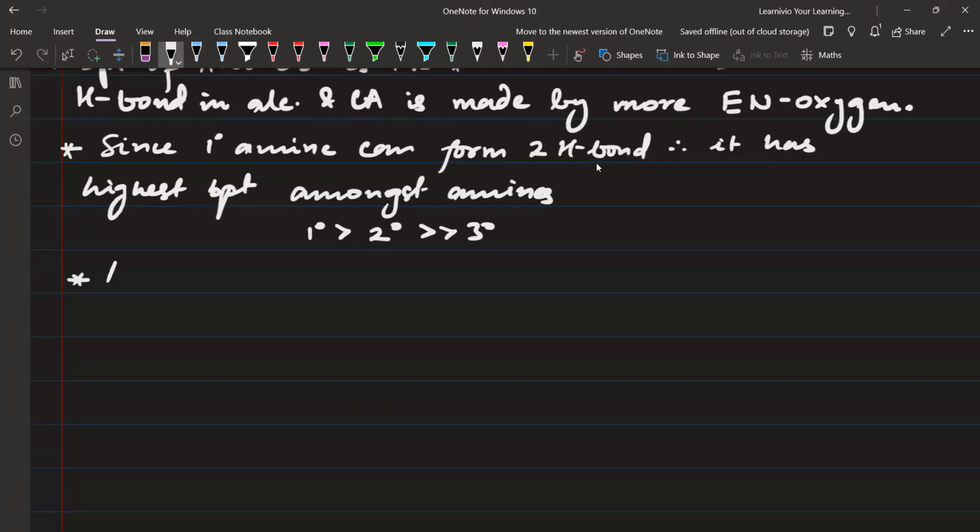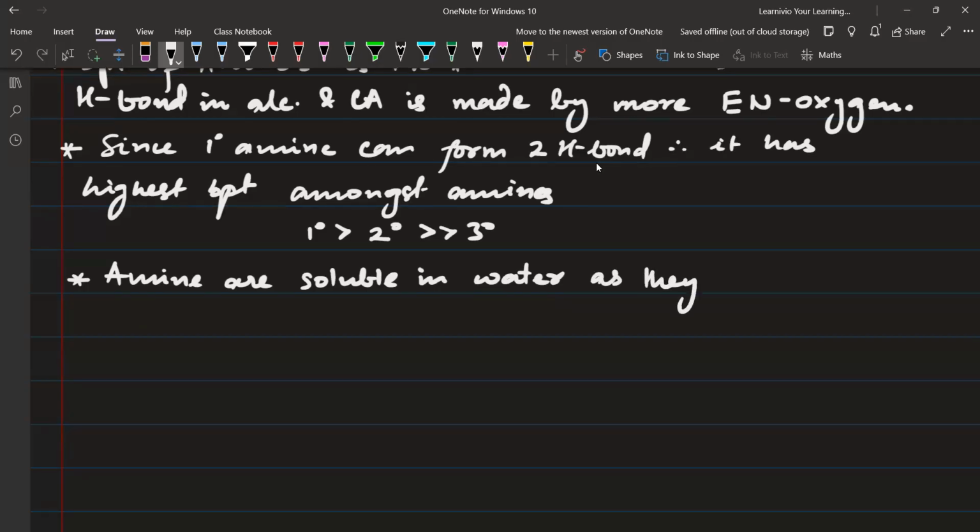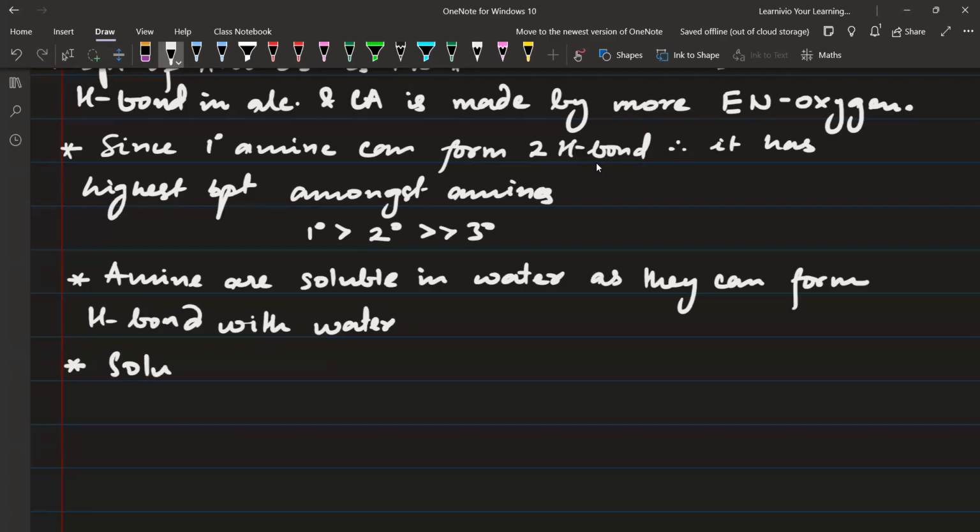नेक्स्ट पॉइंट, amines are soluble in water. Amines are soluble in water as they can form hydrogen bond with water. Next point, as we have seen from the alcohol chapter, that the solubility decreases on increase in number of carbons.